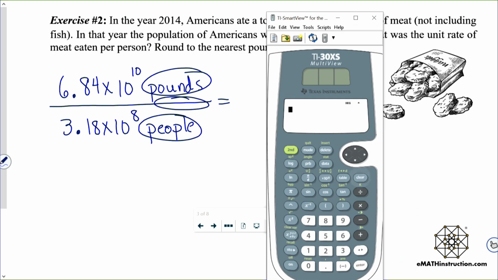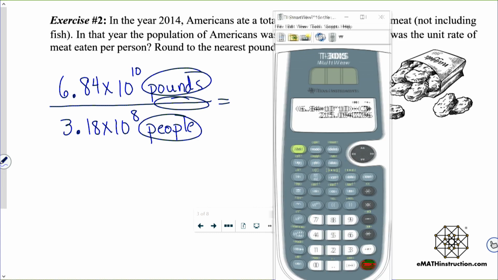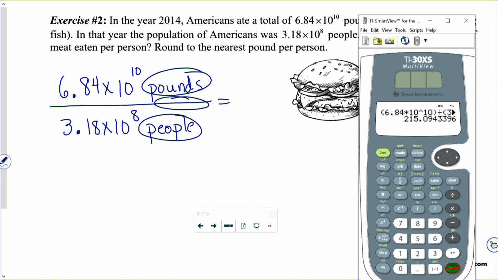So let's take a look. Again, with the parentheses, always with division, 6.84 times 10 to the 10th divided by 3.18 times 10 to the 8th. And that gives us a nice, normal looking number. I want to round to the nearest pound, so that's 215 pounds per person.